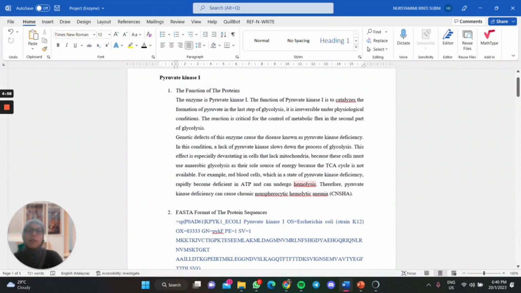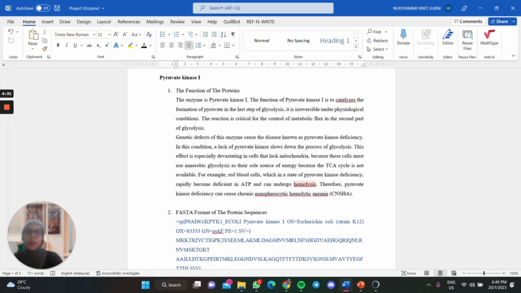Okay, next I will present pyruvate kinase 1 for enzyme. The function of pyruvate kinase 1 is to catalyze the formation of pyruvate in the last step of glycolysis. It is irreversible under physiological condition. The reaction is critical for the control of metabolic flux in the second part of glycolysis. The genetic defect of this enzyme causes the disease known as pyruvate kinase deficiency.